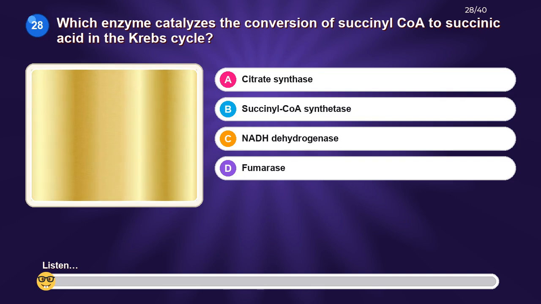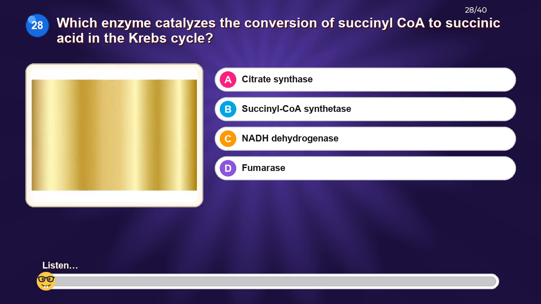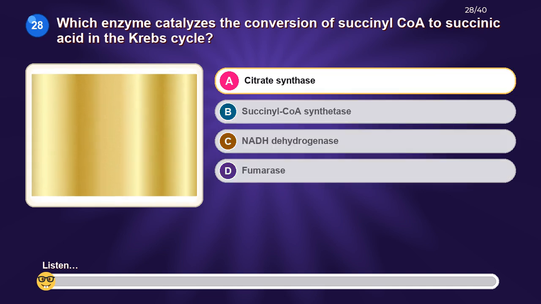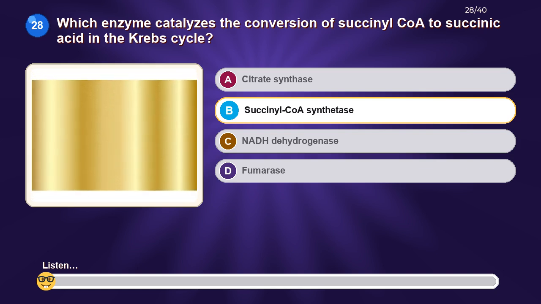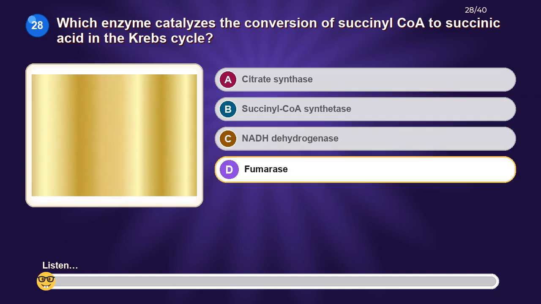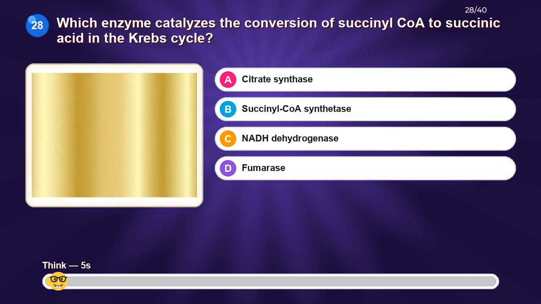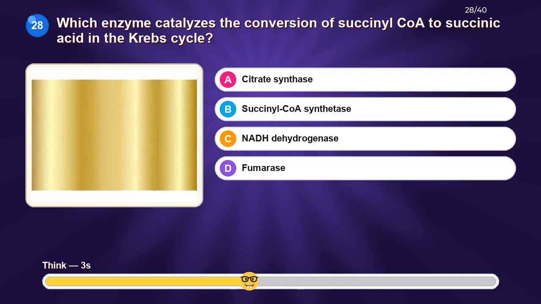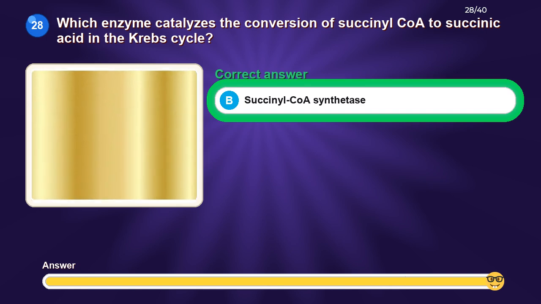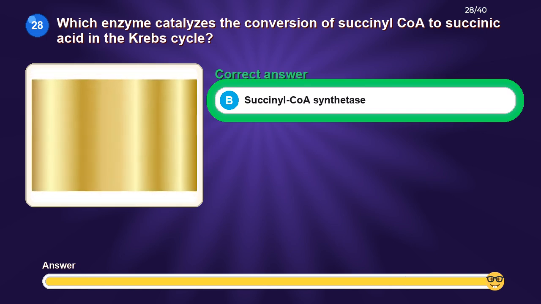Which enzyme catalyzes the conversion of succinyl-CoA to succinic acid in the Krebs cycle? Option A, citrate synthase. Option B, succinyl-CoA synthetase. Option C, NAD dehydrogenase. Option D, fumarase. The correct answer is succinyl-CoA synthetase.